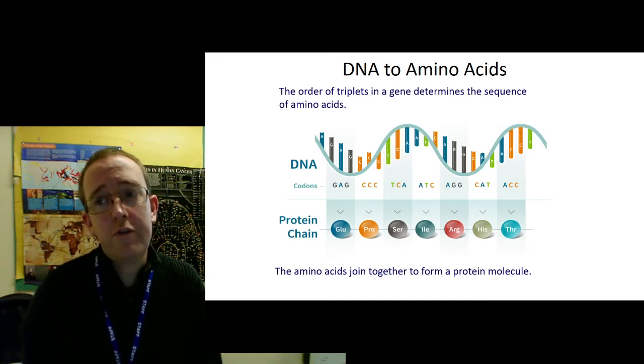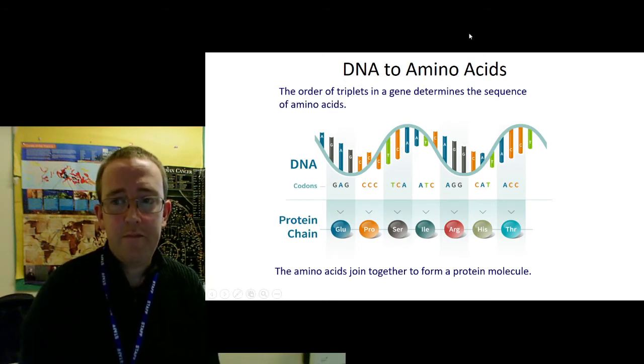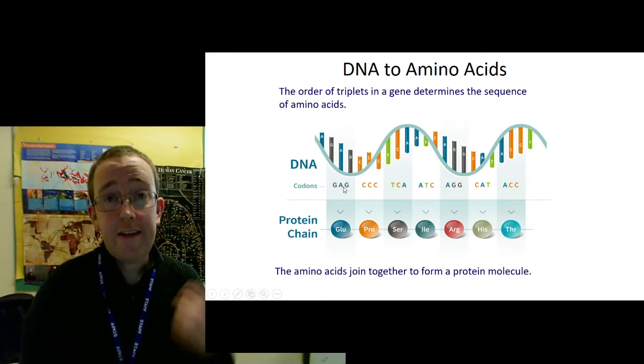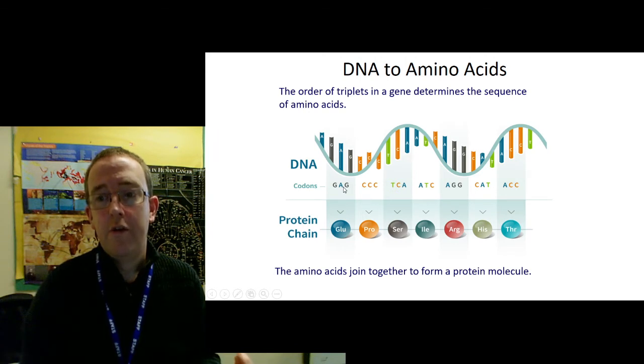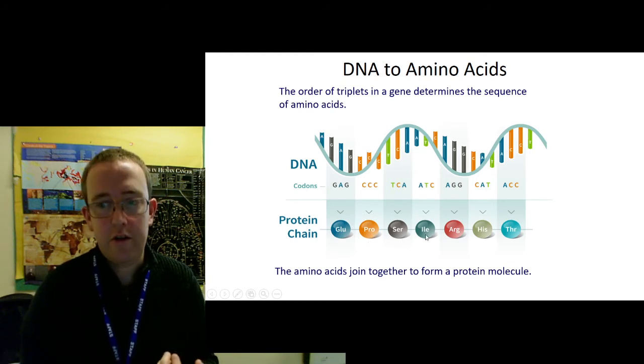Right, the order of the triplets, the order of the bases in threes, codes for the sequence of amino acids. We call this the triplet code. This shows you, as we go down the DNA, this GAG here, that triplet is referred to as a codon, and that tells the cell that in the particular protein this gene is coding for, there should be this amino acid, GLU, glue, CCC, PRO, that one's proline, this one's serine, isoleucine, and so on and so forth.